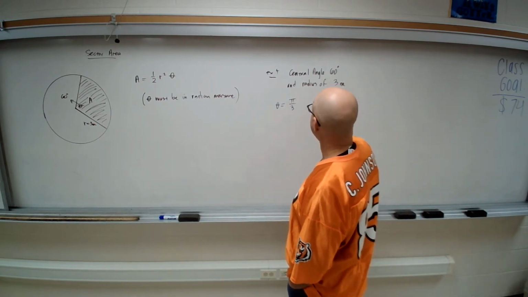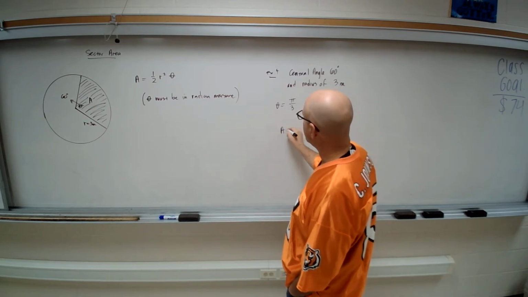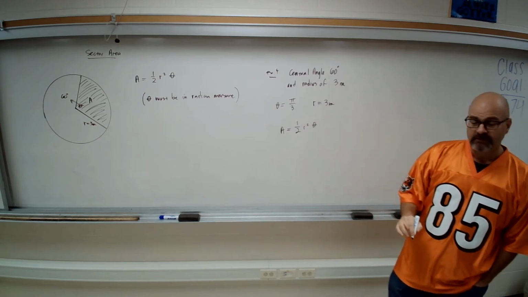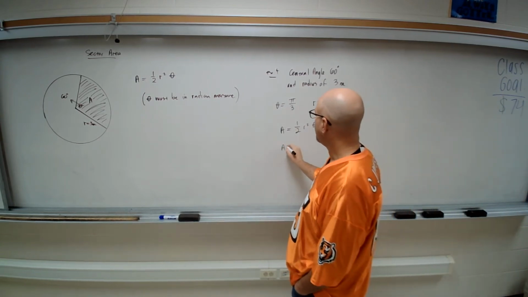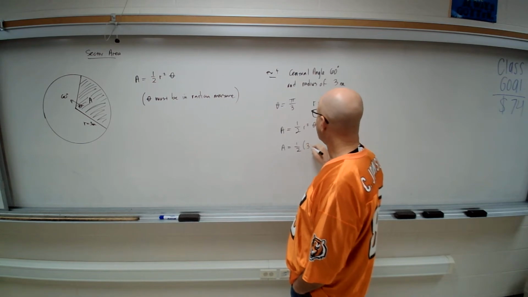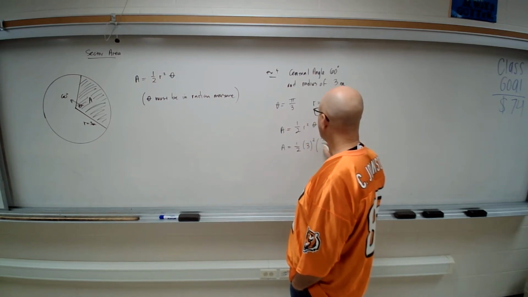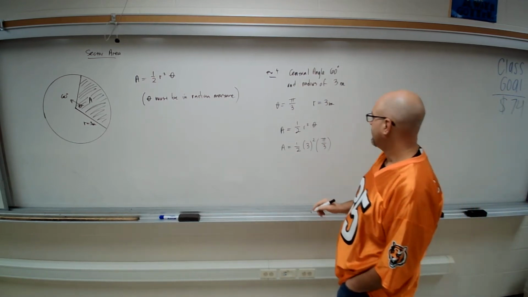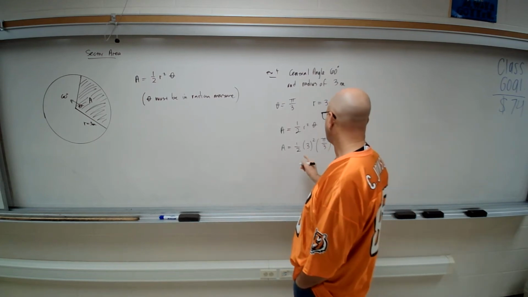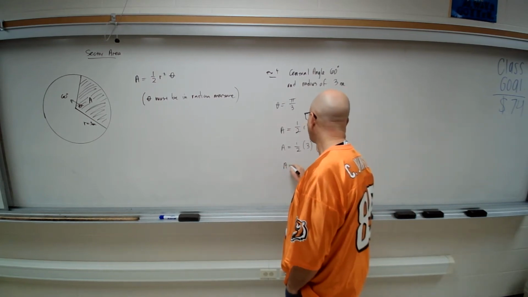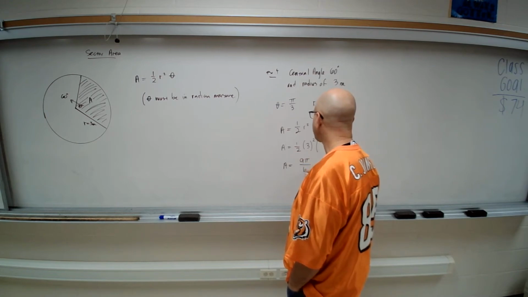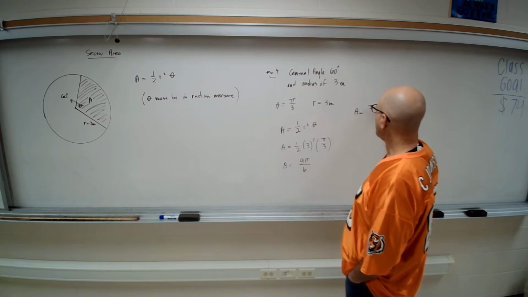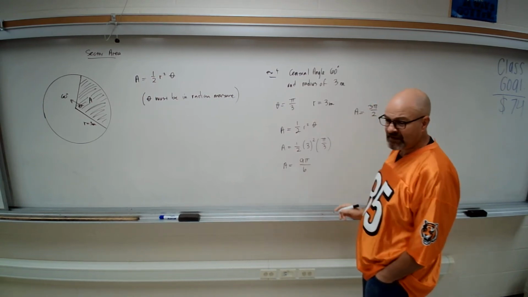And then we know the radius is 3 meters. So then the area is 1/2 r squared theta. We can just plug this in, and we get 1/2 times 3 squared times pi over 3. Let's see, 9 pi over 6, if you did it that way, which reduces to 3 pi over 2. Again, that would be meters squared.